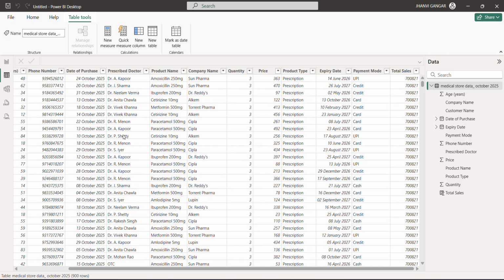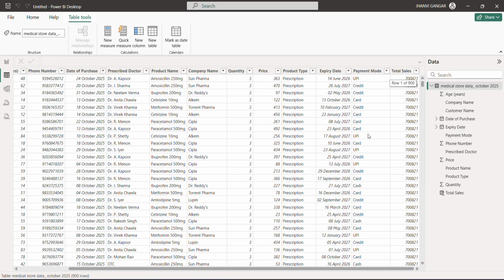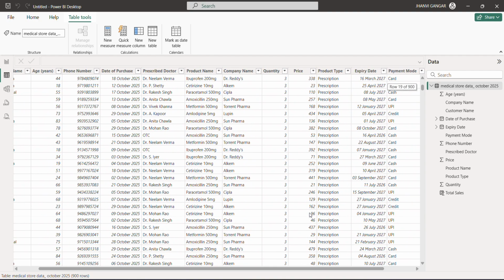doctor, the product name, the company to which the product belongs, the quantity, the price, the product type, whether it's a OTC product or a prescription product, the expiry date of the product, the payment, it was done by UPI, on credit, cash, or whatever, and the total sales done by them in that month.